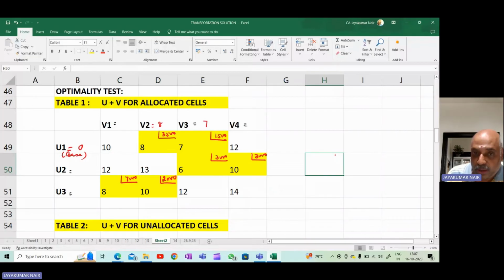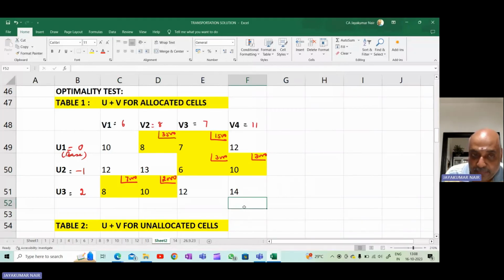I filled up this. Now 7 plus what will give you 6? It is -1. 7 minus 1 is 6. Now -1 plus what will give me 10? It is 11. -1 plus 11 will give you 10. Next one, this is 8. 8 plus what will give you 10 is 2. 2 plus what will give you 8 is 6. So we found all the U values and V values for the allocated cells.